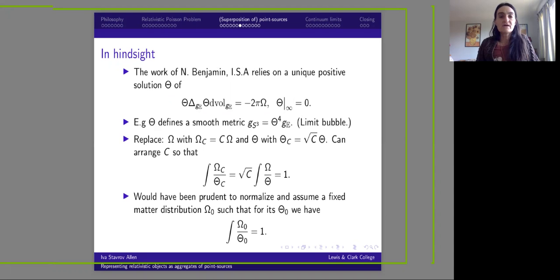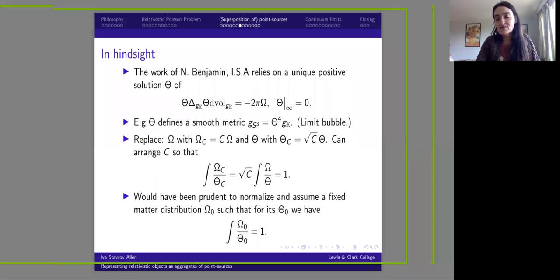And there is a way to always find the scaling factor C so that the integral of omega over theta is set to 1. So should you look into the paper that I've written with Noah Benjamin, you will see things written slightly differently, and there's something that was missed in there, and that was perhaps that omega should be normalized so that this integral is 1. So there's tons of integrals over there that really should have been bypassed by this normalization.